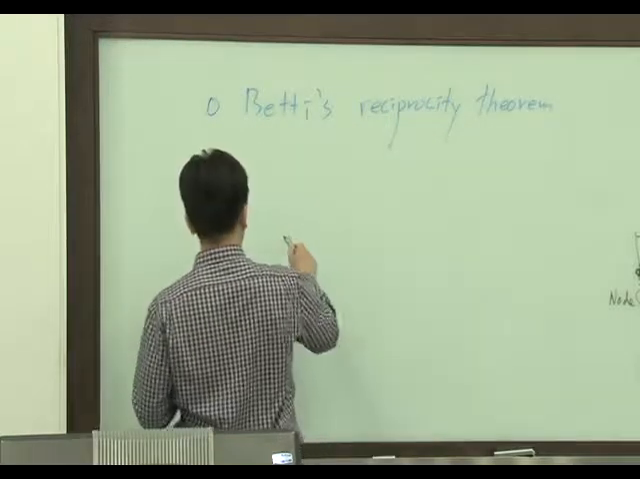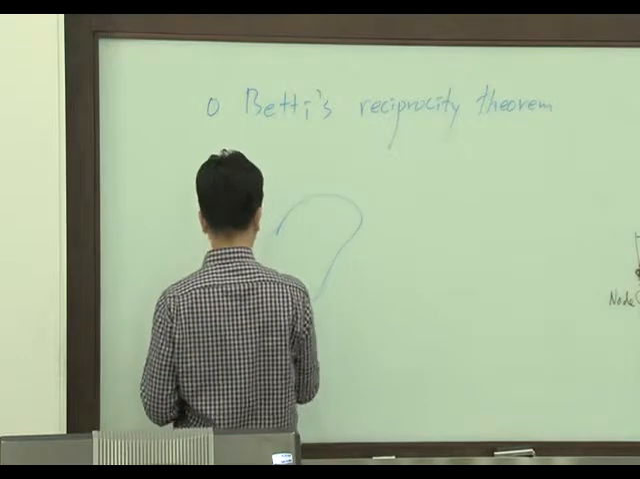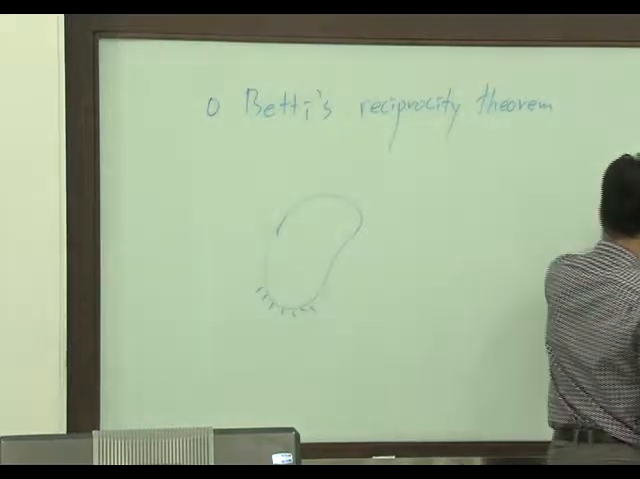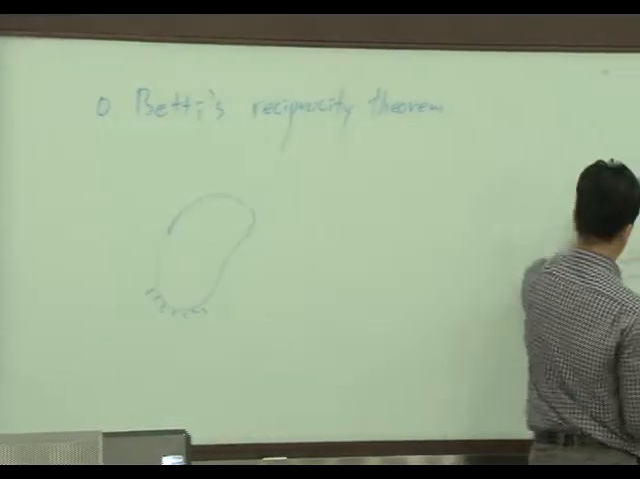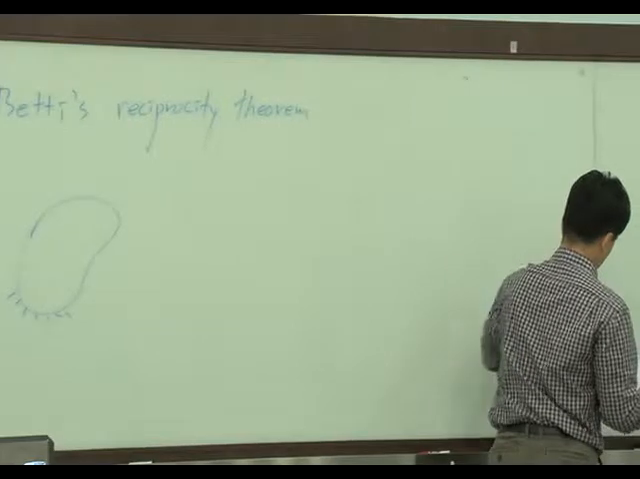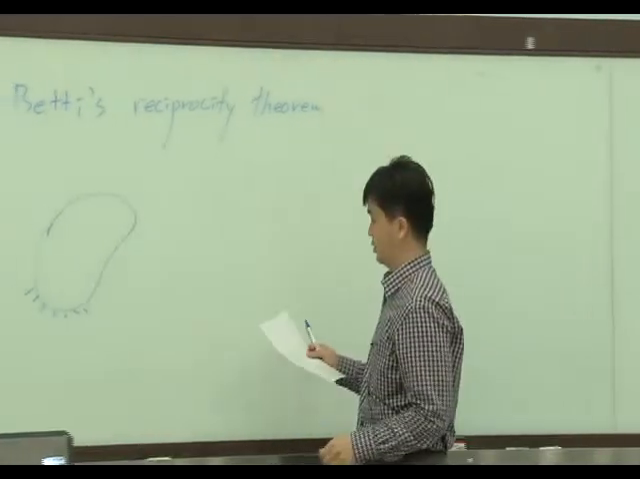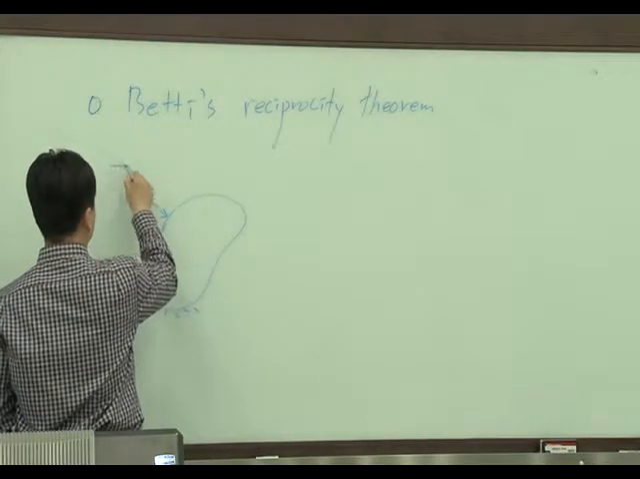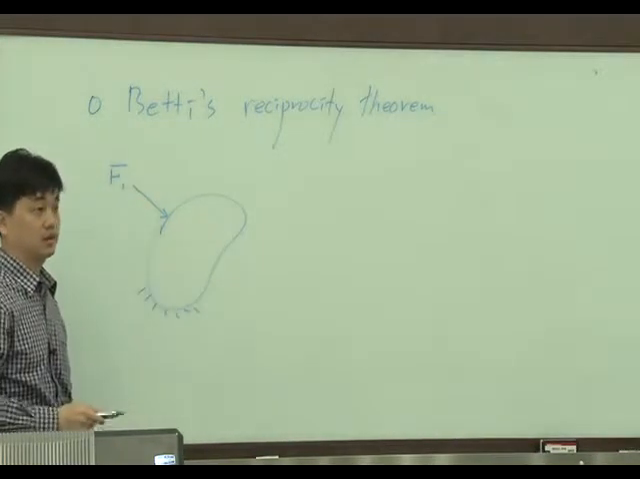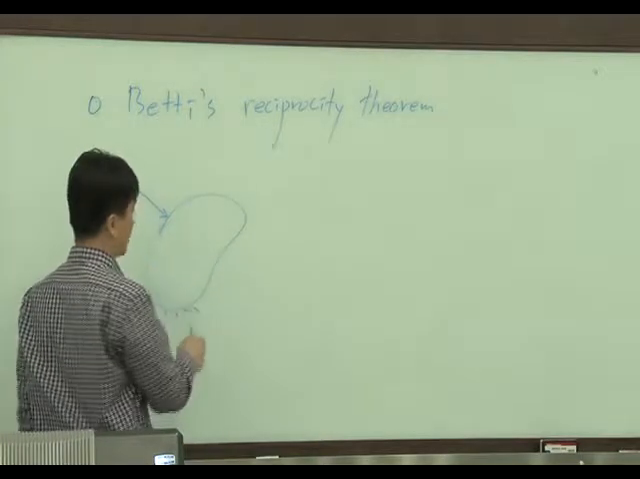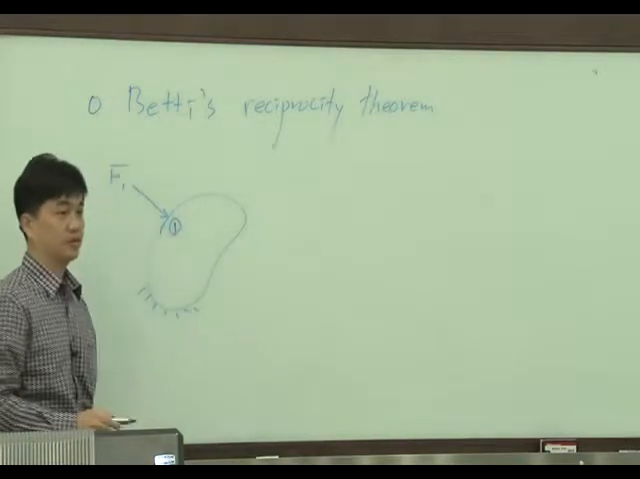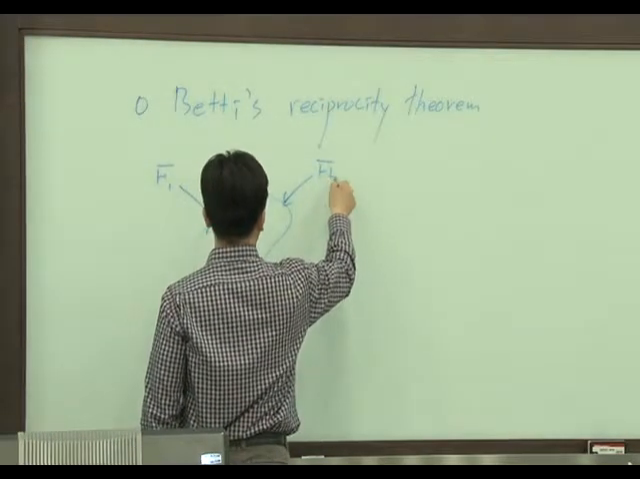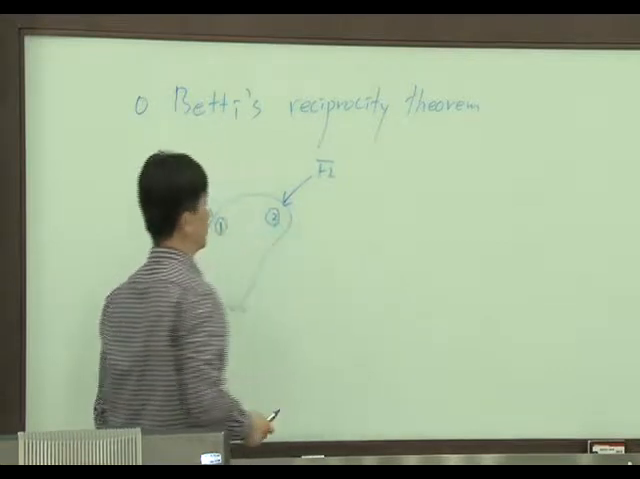Let's consider we have a structural body here, and this is fixed. And this body has two loads, F1, okay? And this is applied at point 1. And here, F2 is applied to point 2, right?